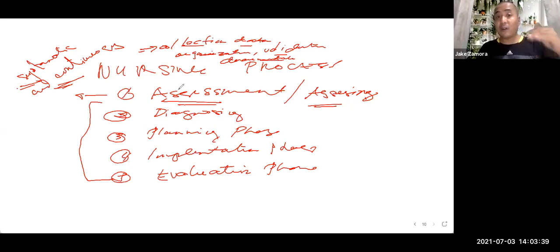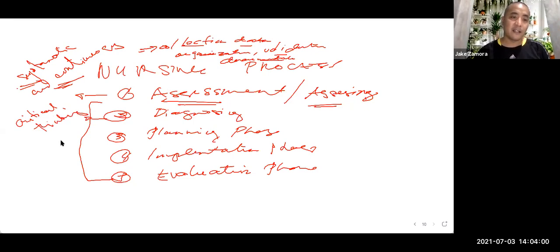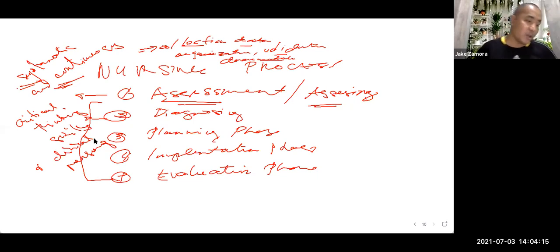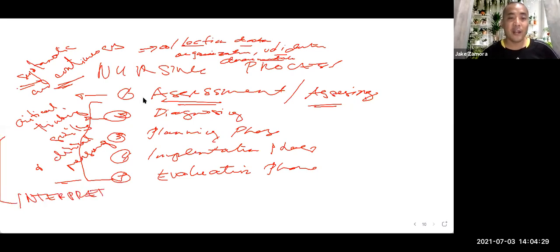When we talk of assessment, there are also things that we need to consider, which I will discuss later step by step. So in general first. Now, the diagnosing phase uses critical thinking skills and clinical reasoning to interpret your assessment data.